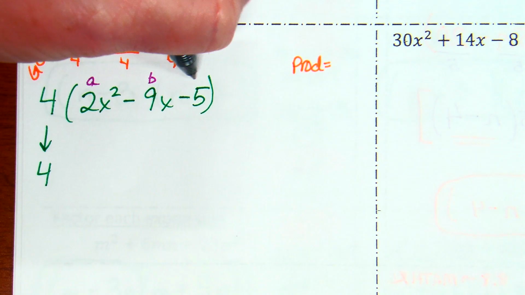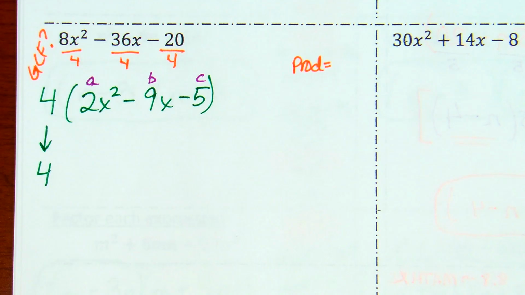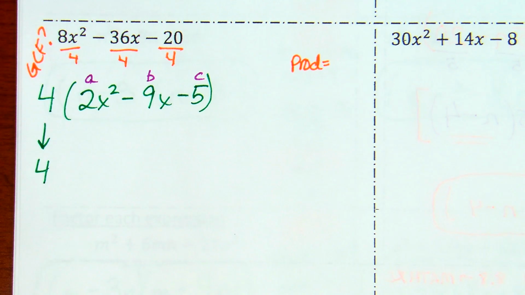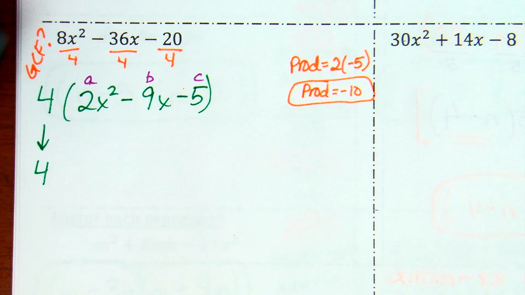So what kind of product do I want? 2 and 5 versus 10. Except specifically it is negative 5, and 2 times negative 5 means negative 10. So we're going to be looking for a product of negative 10 and a sum of negative 9.